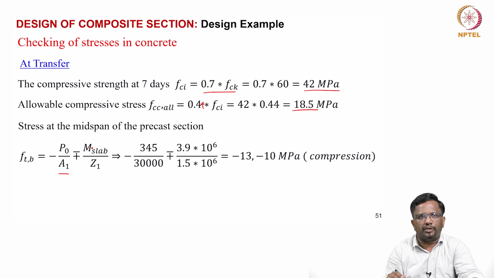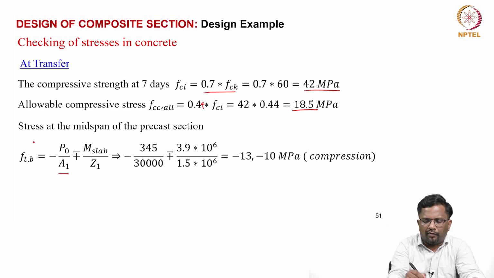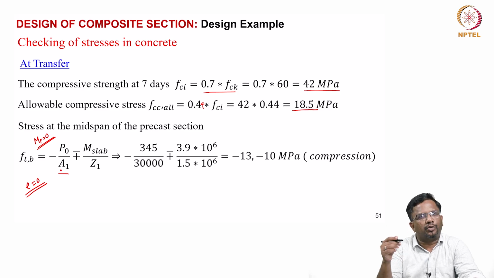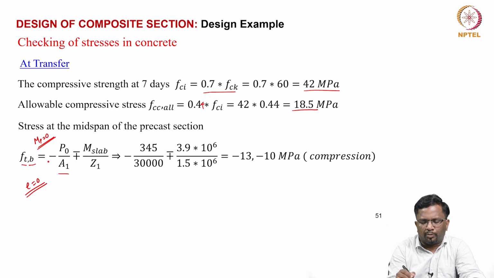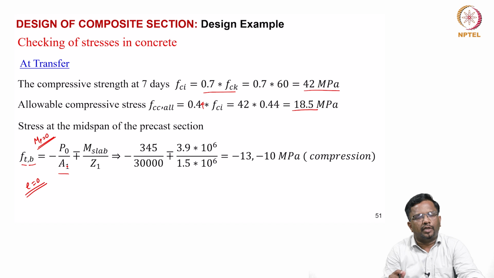So basically you can see that it is P0 by A1 because here you don't have the MP component. Why? Pre-stressing moment will be 0 because the eccentricity is 0 with respect to the precast element, right? So that's the reason you only have the concentric component P0 by A1, plus or minus depending upon whether you are calculating at the top or bottom. At the top it is going to be negative and at the bottom it is going to be positive. Here compression I have taken as negative. So while you transfer, bottom will have compression, so bottom will have the negative component, the top will have the positive component.